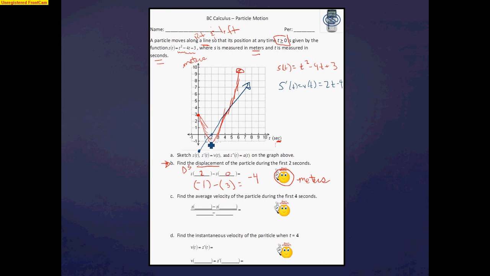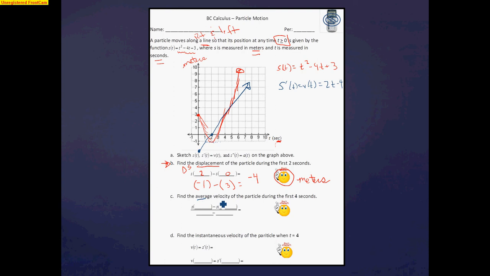Notice where the blue graph is negative, the red original graph is decreasing. Where the blue graph is 0, the red graph has a change in direction. Where the blue graph is positive, the red graph is above the x-axis, is increasing, excuse me.